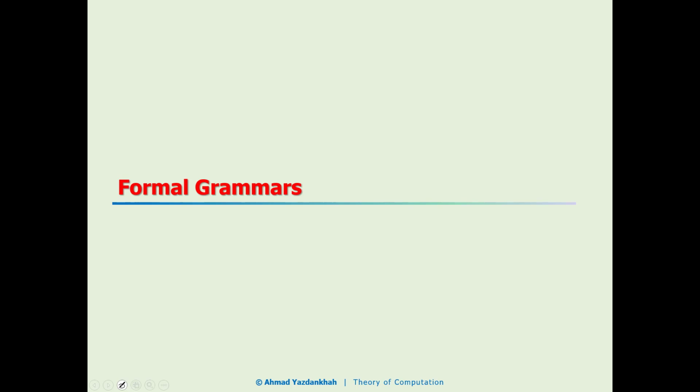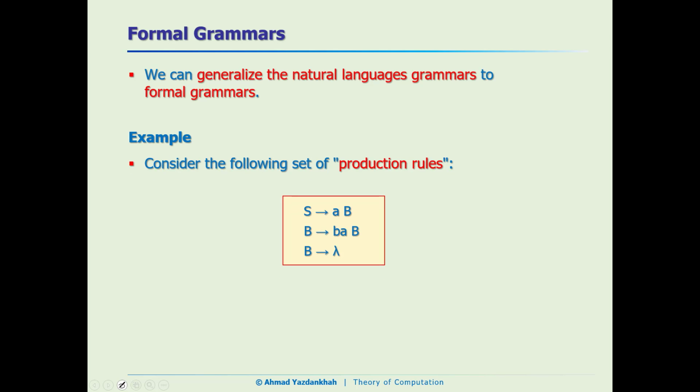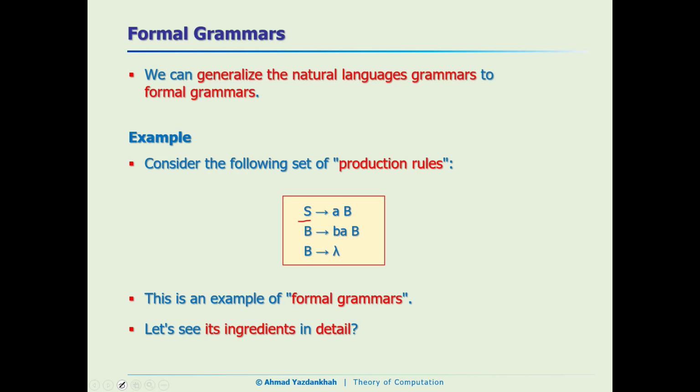Okay, now it's time to generalize the idea that we just learned to formal grammars. What does it mean? Yeah, let's see. So let me explain first by a simple formal grammar. Look at this grammar. Yeah, instead of sentences or those words that had some meaning, now we have a grammar which looks like a mathematical tool. Okay, so this is just an example of a formal grammar.